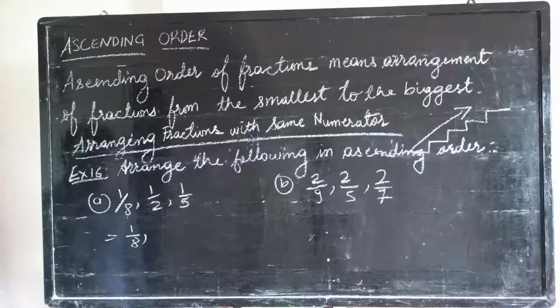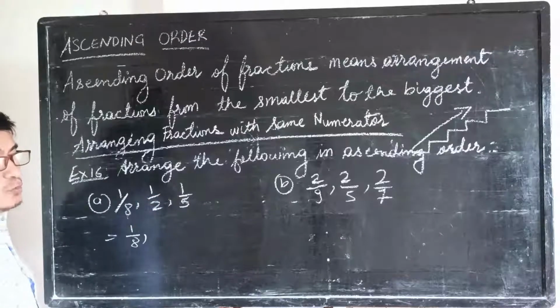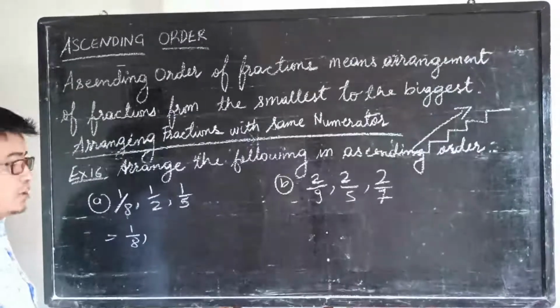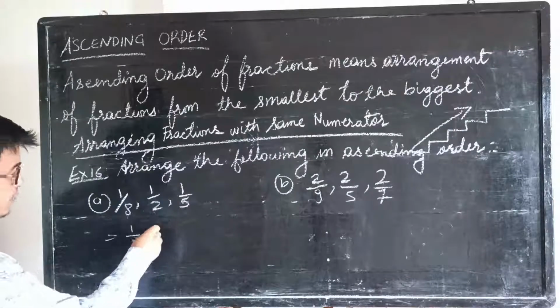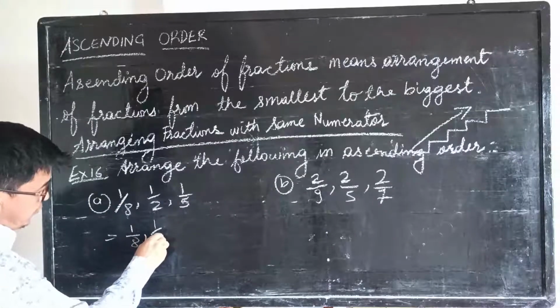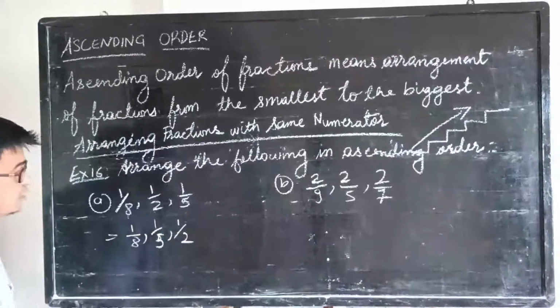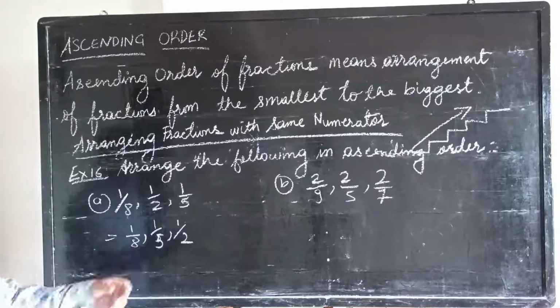Now next comes 1 upon 2 and 1 upon 5, which is small? The fraction with the biggest denominator, because the numerators are same. 2 and 5, which is big? 5. 1 upon 5, and the last one is 1 upon 2. So this will be arranged in ascending order from small to big.